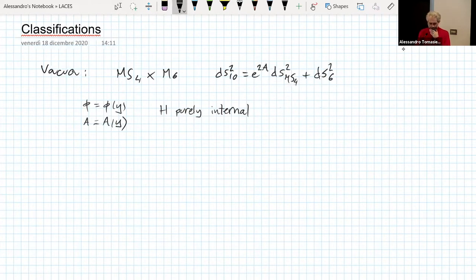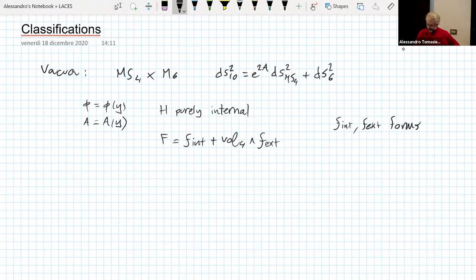So summarizing this discussion, you can allow F to be both purely internal, let me write it like this for the time being, and also vol4 wedge some form F ext. Both F int and F ext are internal forms. It's called ext only because it appears in components of the Ramond-Ramond flux which are purely external.